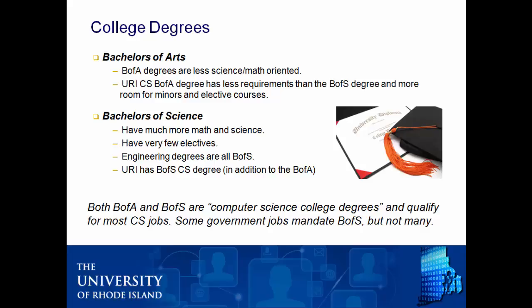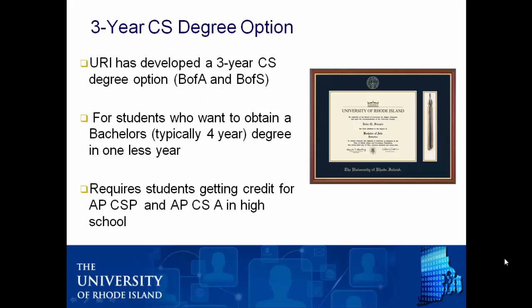And a computer science major can either be Bachelor of Arts, where they've taken mostly computer science but some other flexible courses, or a Bachelor of Science, where they've done computer science along with math and science. For students who take AP Computer Science Principles and AP Computer Science A in high school, the University of Rhode Island offers a 3-year computer science degree option, where you can complete your studies in 3 years instead of the normal 4.